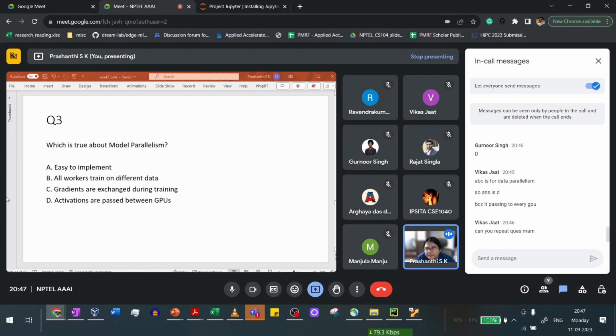Can you repeat the question? Just what is true about model parallelism? I'm just waiting for more people to see if they have answers.